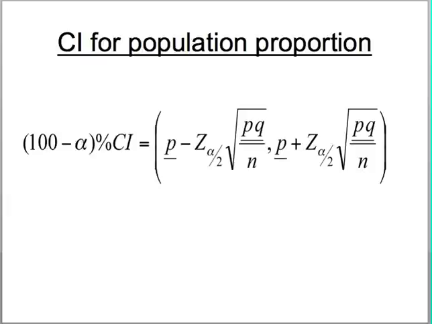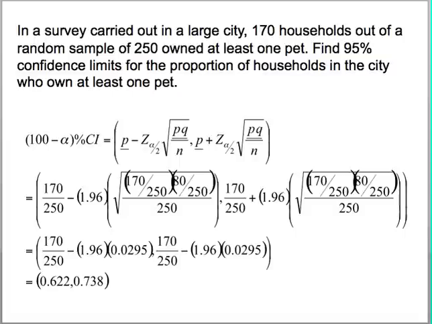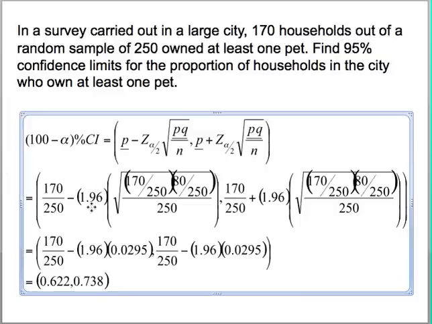You may also be asked to find the confidence interval for the population proportion. This is what the formula looks like. This is for a large sample. So here we have surveys carried out in a city, 170 households out of a random sample of 250 owned at least one pet. You need to find a 95% confidence interval. Now 95%, we know already how to find that z-score right here of 1.96.